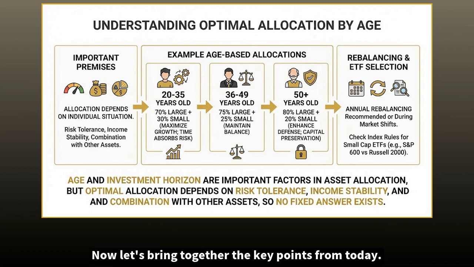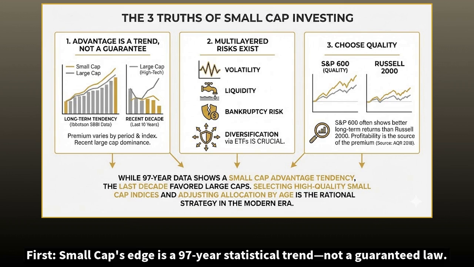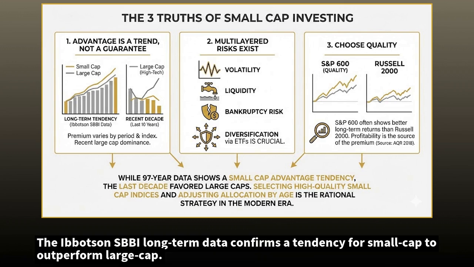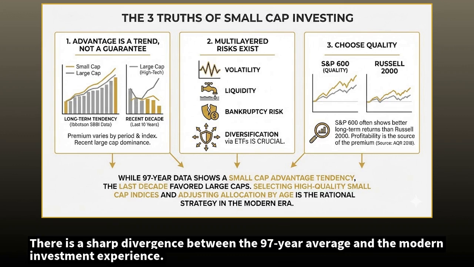Now let's bring together the key points from today. Here's today's summary. First, small cap's edge is a 97-year statistical trend, not a guaranteed law. The Ibbotson SBBI long-term data confirms a tendency for small cap to outperform large cap. But over the past decade, large cap tech stocks dominated the market and small caps struggled. There is a sharp divergence between the 97-year average and the modern investment experience.